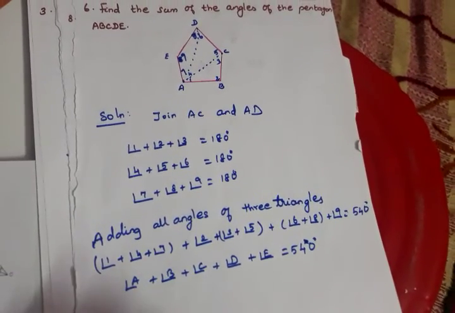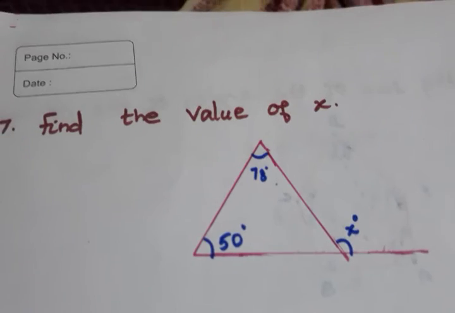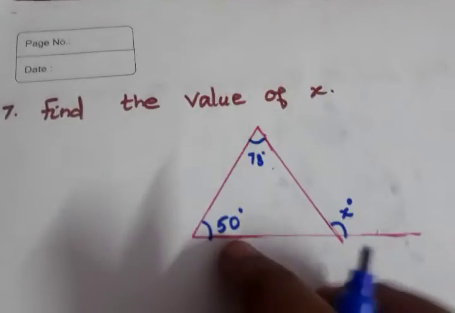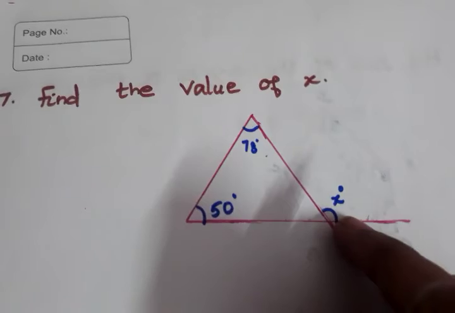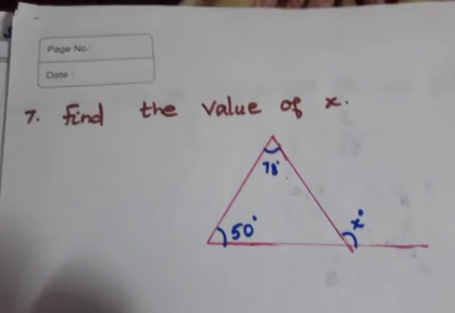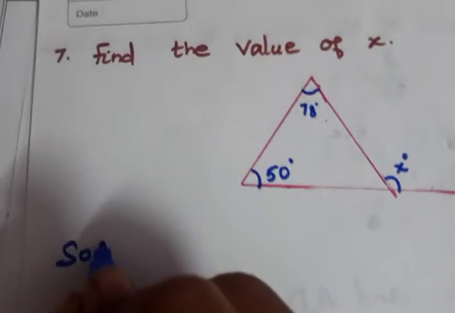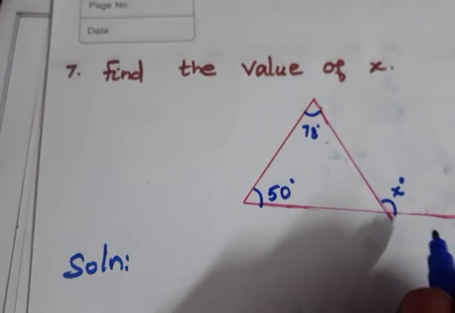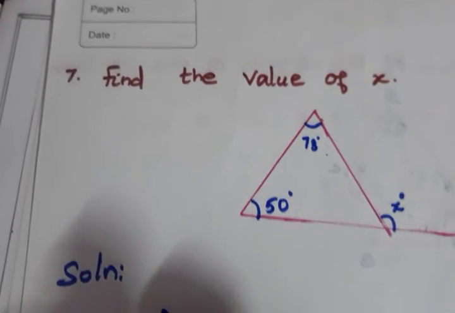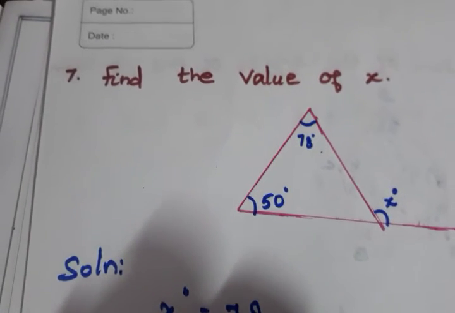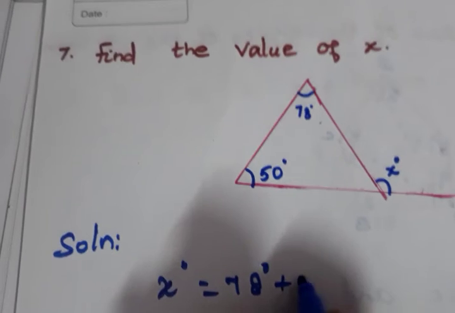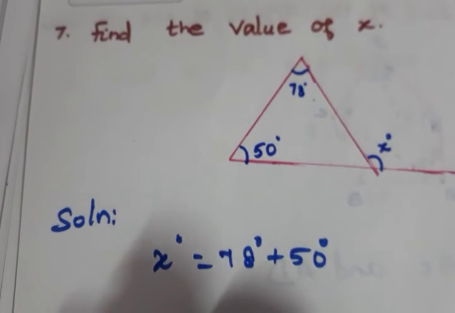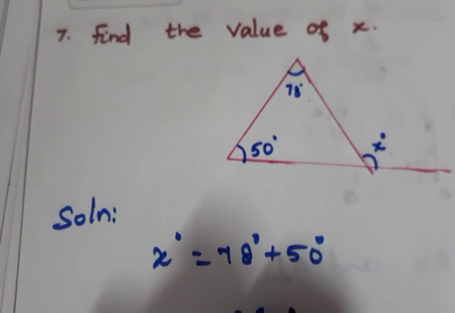Do you understand? Next sum, find the value of x. The triangle has angles 50 degrees and 78 degrees, and the exterior angle is x degrees. The exterior angle x equals 78 degrees plus 50 degrees, so x equals 128 degrees.